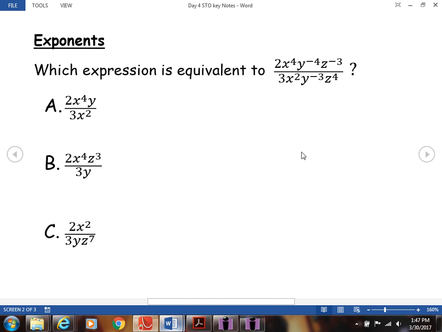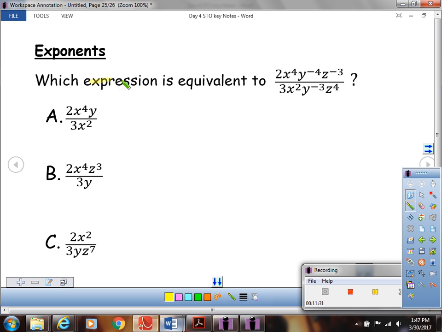So again, look at the keyword. Which expression is equivalent? So you're trying to find the ones that will be equal to each other. Equivalent, again, means equal. So what we can do is store some values for those variables. How many variables do we have? I see an X, I see a Y a couple of times there, and I see a Z. So we need to pick 3 numbers that we can use to substitute for the X, Y, and Z.